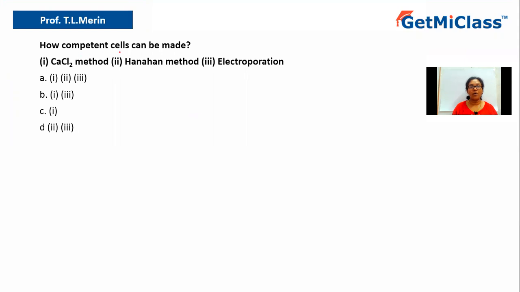The question says how competent cells can be made. They have given the first one as calcium chloride method, the second one says Hanahan method, and the third one says electroporation. Okay. And they've given option A, that is 1, 2, 3, option B 1, 3, option C 1, option D 2 and 3. So let us understand the question.